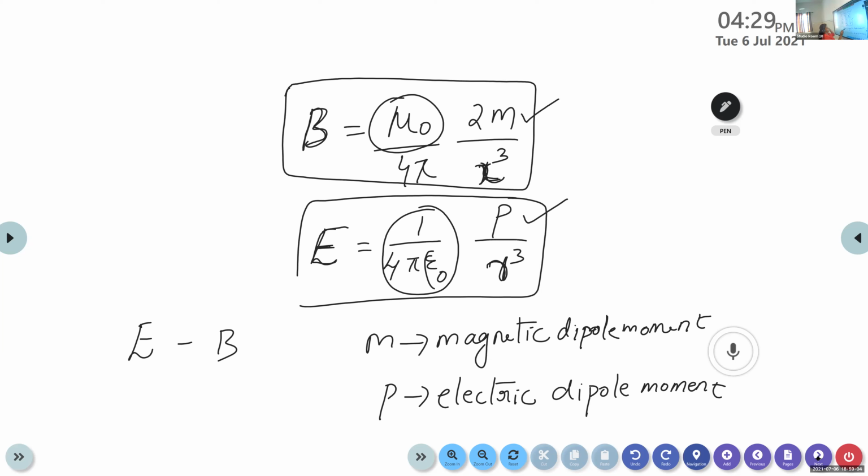Okay, in the magnetic field, here we have μ0. μ0 is the permeability of free space.